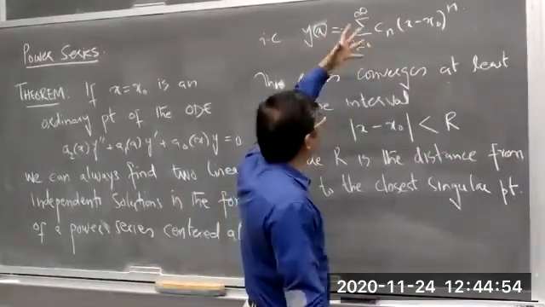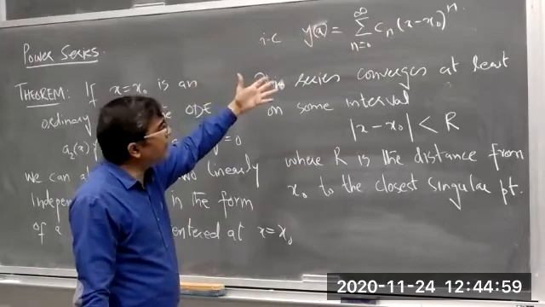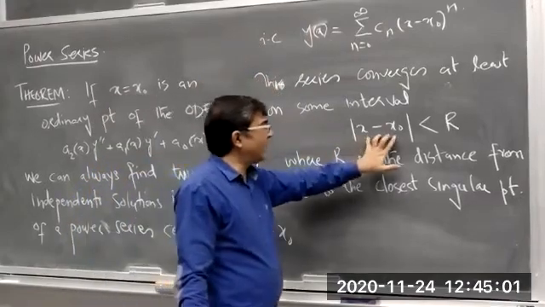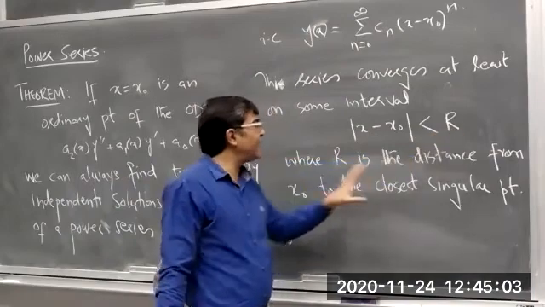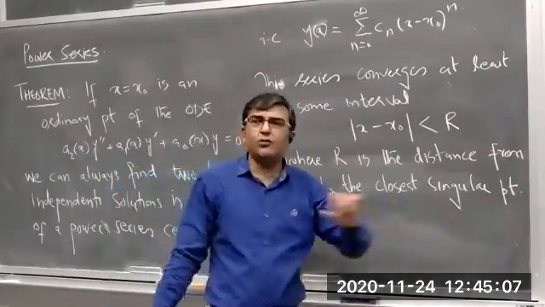And this series must have an interval of convergence of this form, |x minus x naught| less than r, where r is the distance from x naught to the closest singular point.